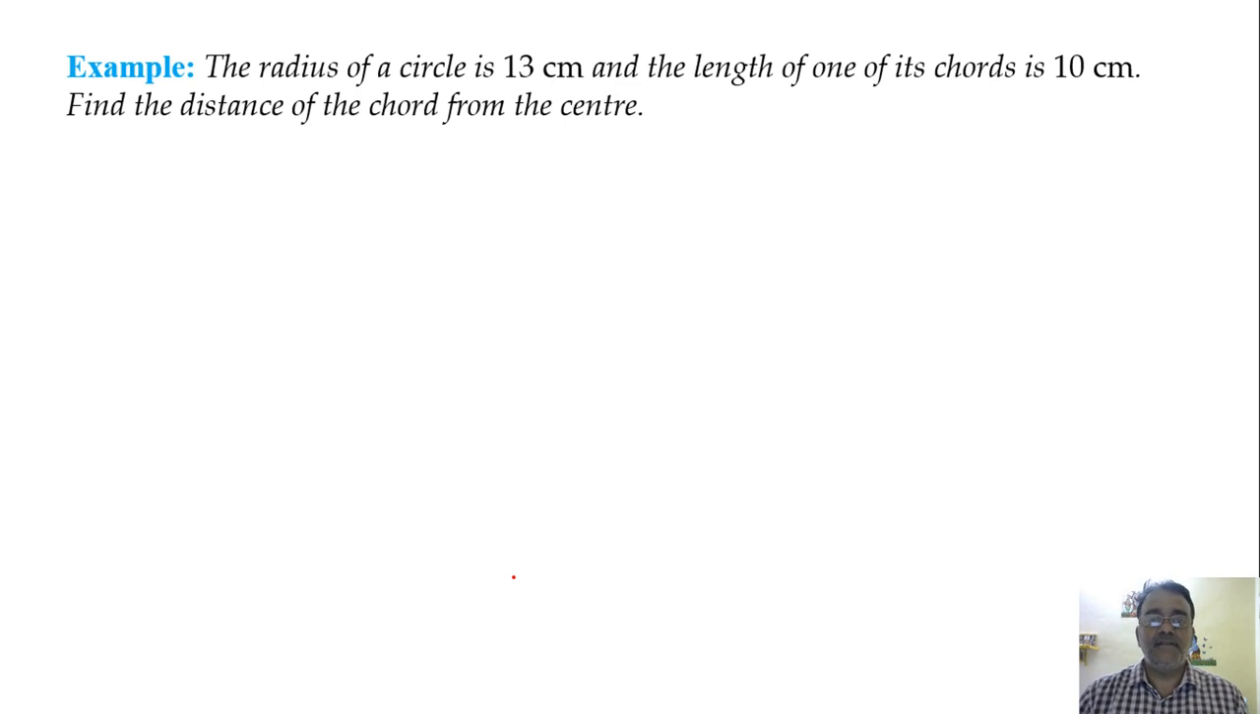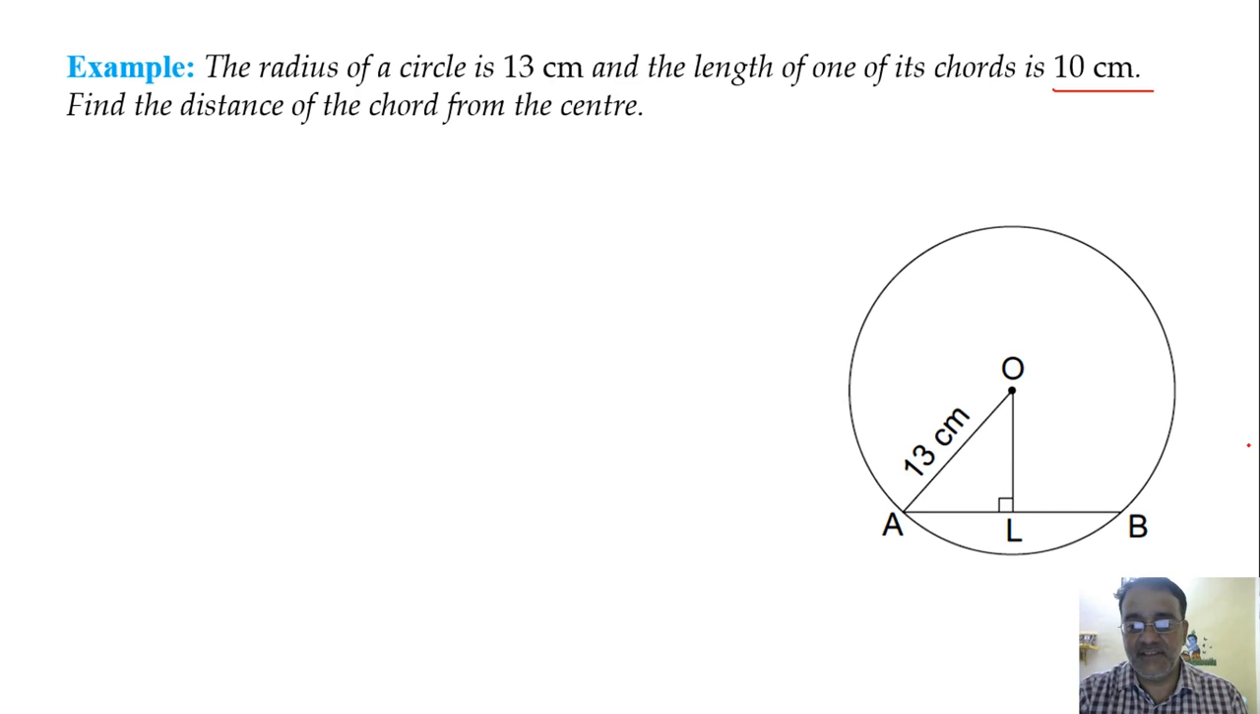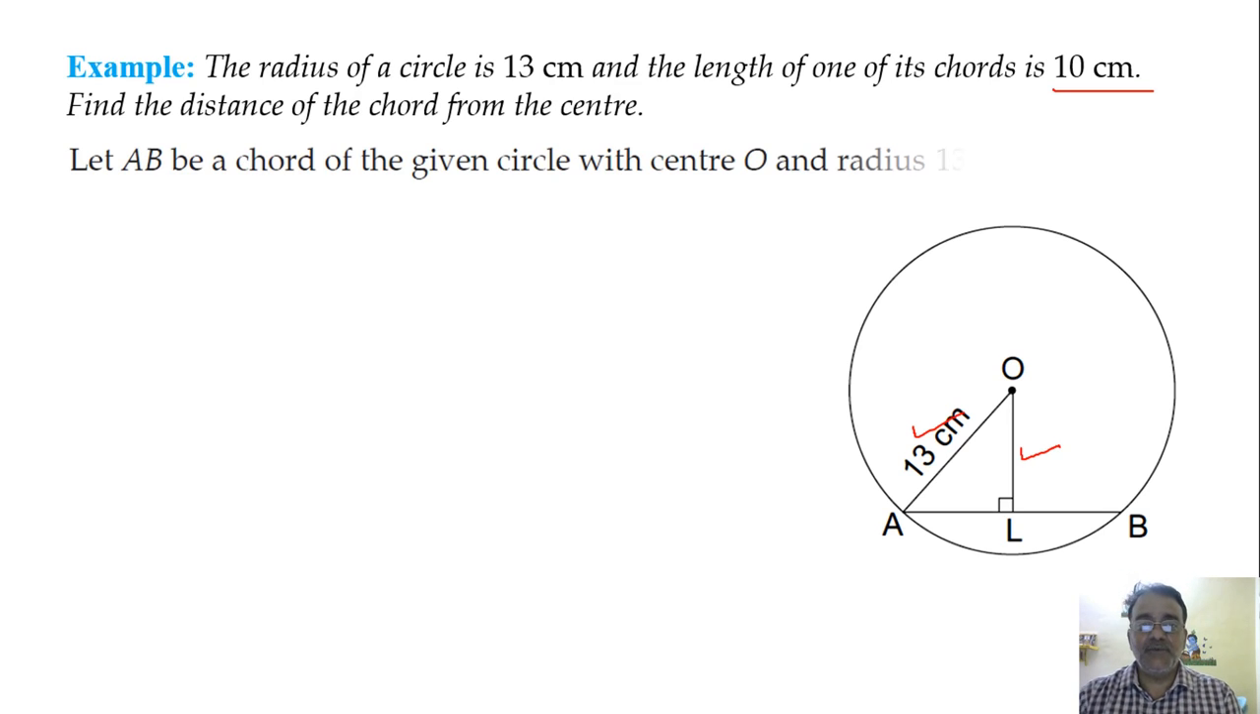The radius of a circle is 13 centimeter and the length of one of its chords is 10 centimeter. Find the distance of the chord from the center. So this is the diagram. Radius is given and the length of the chord is given, that is AB, and we have to find the distance of chord from the center. Right? So we'll start.